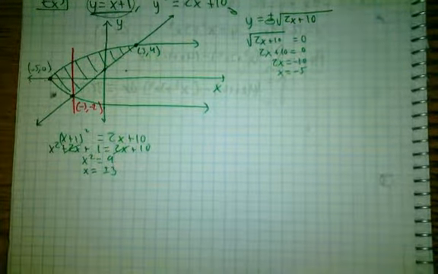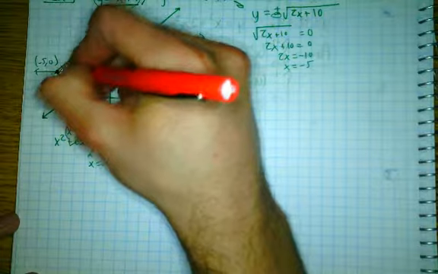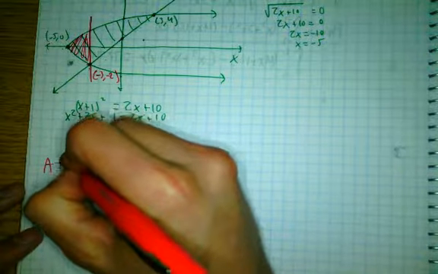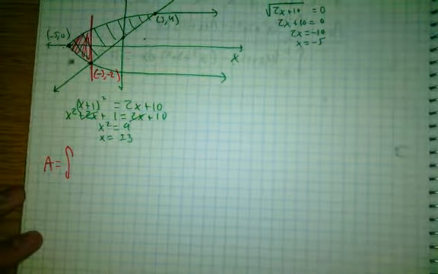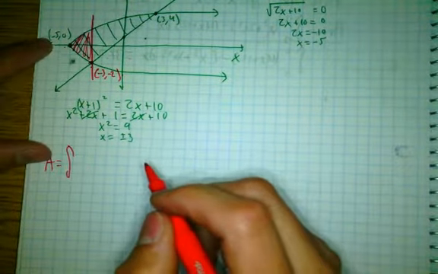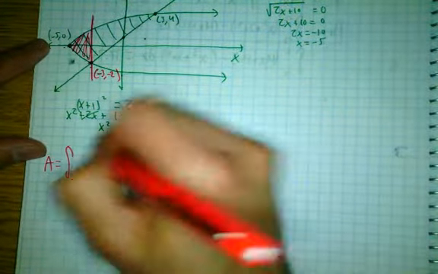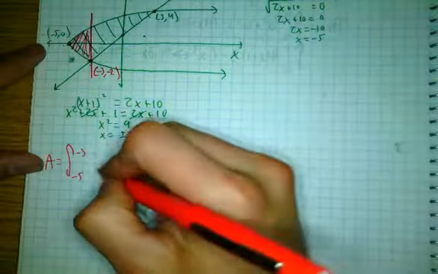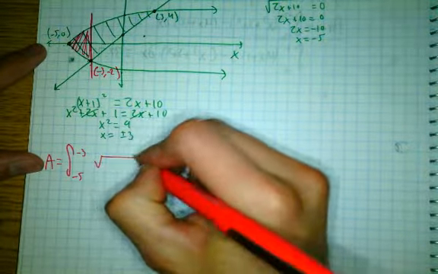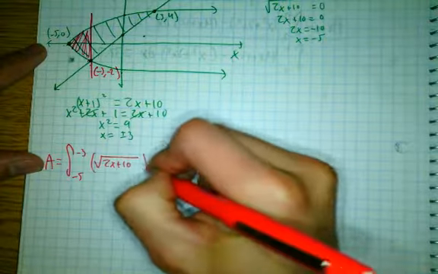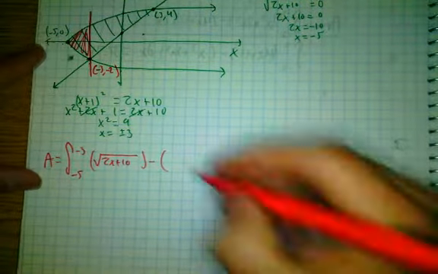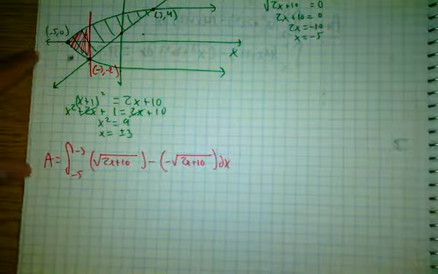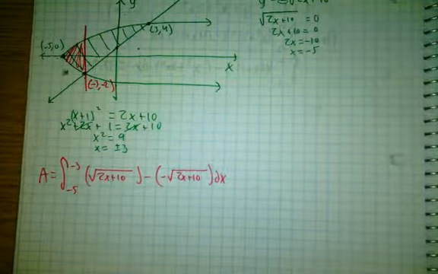Yes? Agreed? Okay, so I'm going to use red to represent this right here. You with me? Okay, so the red is going to be area equals the integral from where to where? Negative 5, the x values, to negative 3. What is the top function? So square root of 2x + 10 minus what is the bottom function? Negative of the square root of 2x + 10. Good. dx. Yes? That's going to get us the area in the red.